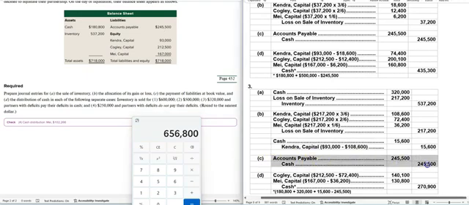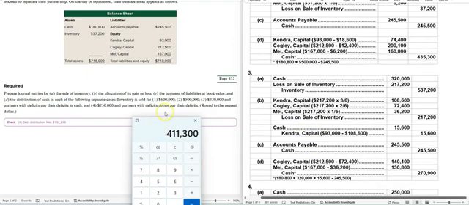So we're going to debit accounts payable, credit cash. Cash will go down $245,500, bringing cash of the business down to, hold on, I think I made an error somewhere. Let's go back and recalculate that. I think I came up with the wrong amount. Cash had been $180,800.